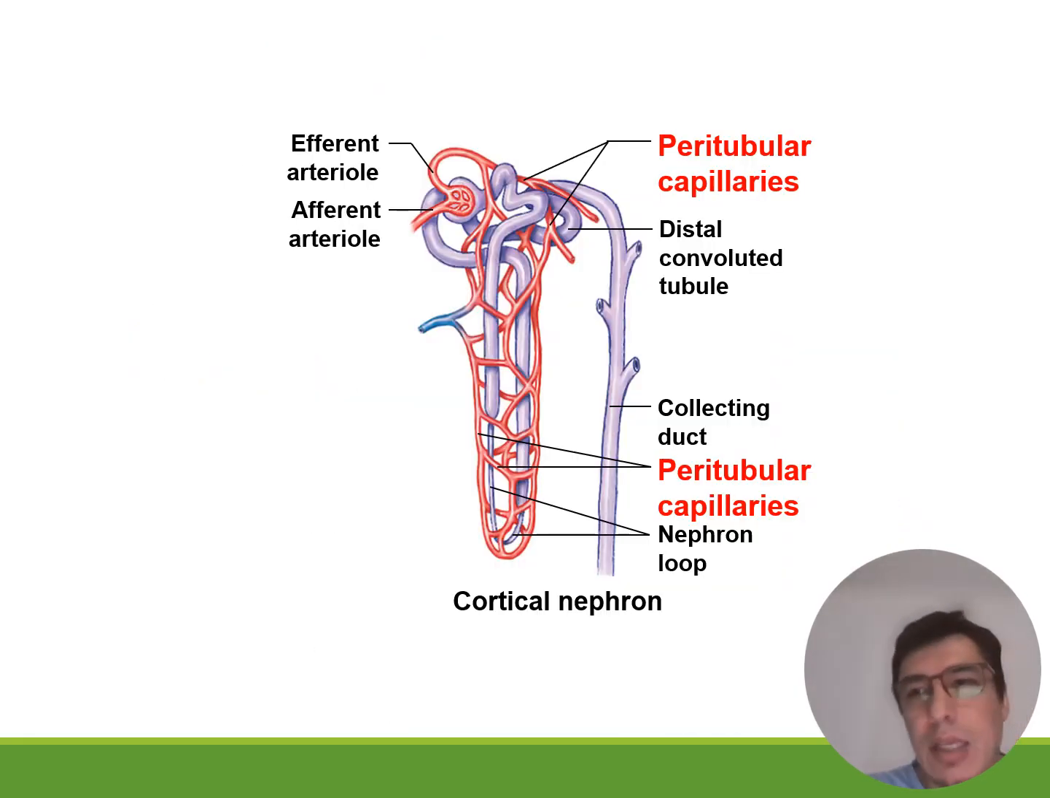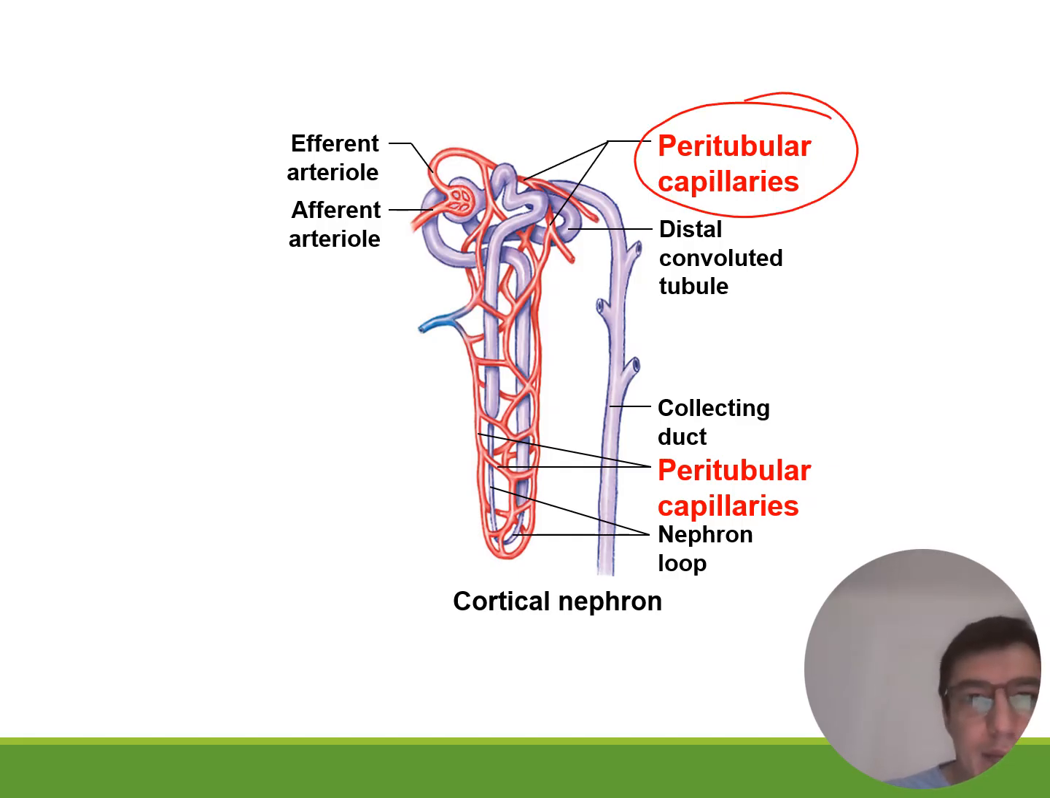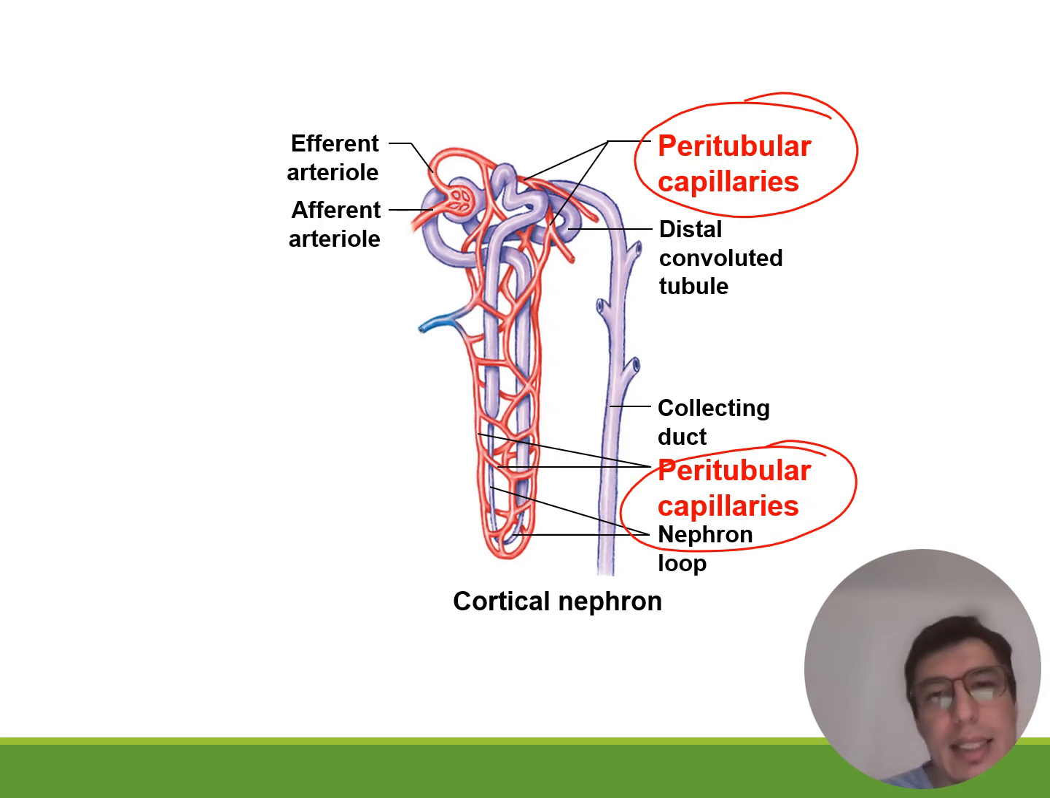This is a regular, typical cortical nephron, and it has peritubular capillaries. These peritubular capillaries hug the entire nephron, and it allows for the reabsorption of nutrients throughout. We have peritubular capillaries by the proximal and distal convoluted tubules, and we also have peritubular capillaries right around that nephron loop, the descending and the ascending limbs.